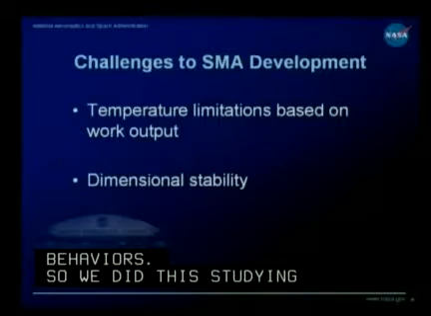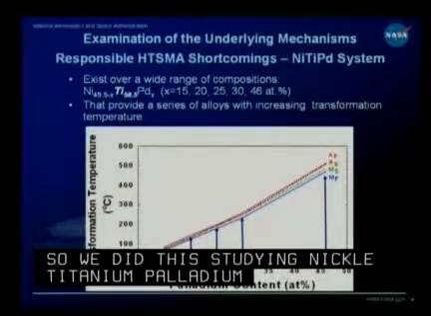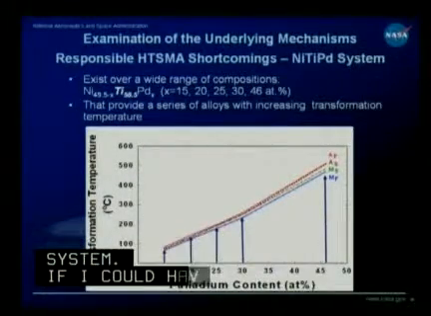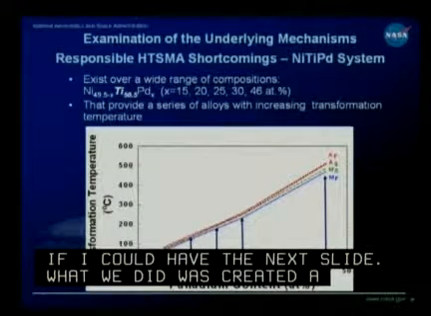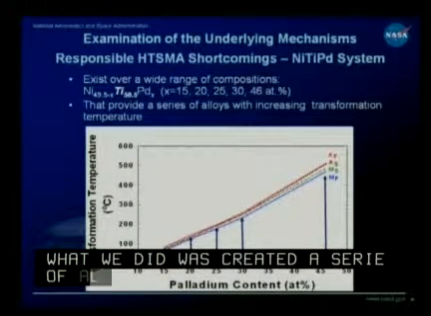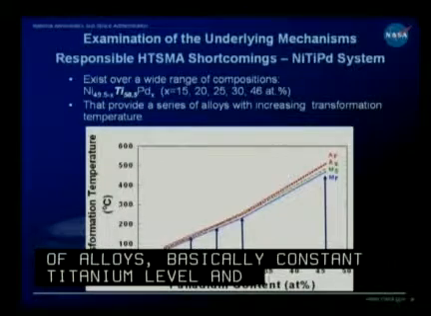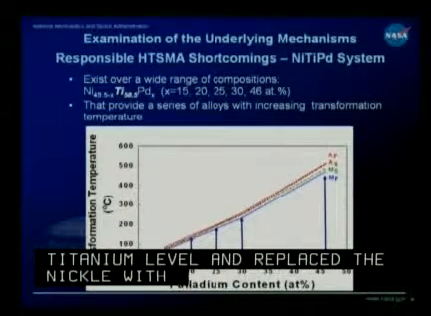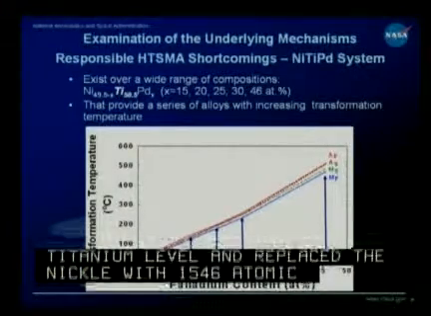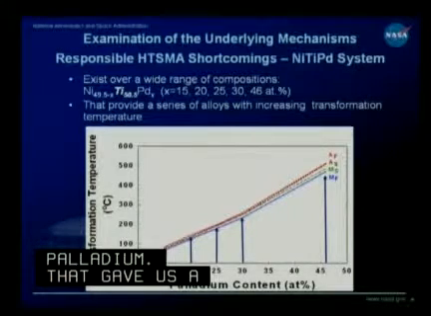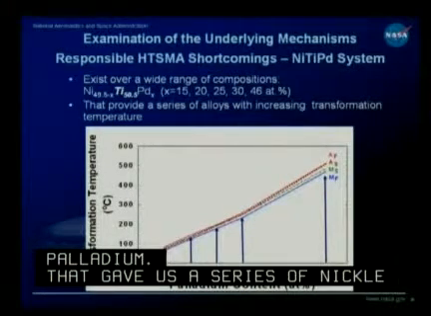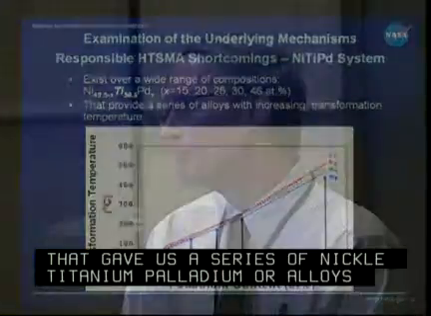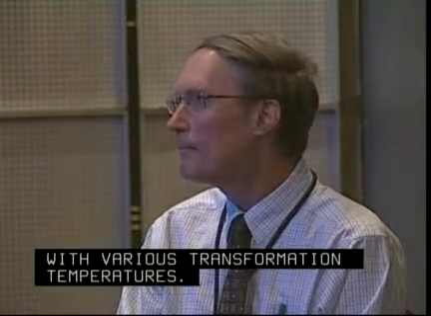If I could have the next slide. What we did was we created a series of alloys, basically constant titanium level, and we replaced the nickel with 15 to 46 atomic percent palladium. And that gave us a series of nickel titanium palladium, or ternary, alloys with varying transformation temperatures. If I could have the next slide then.